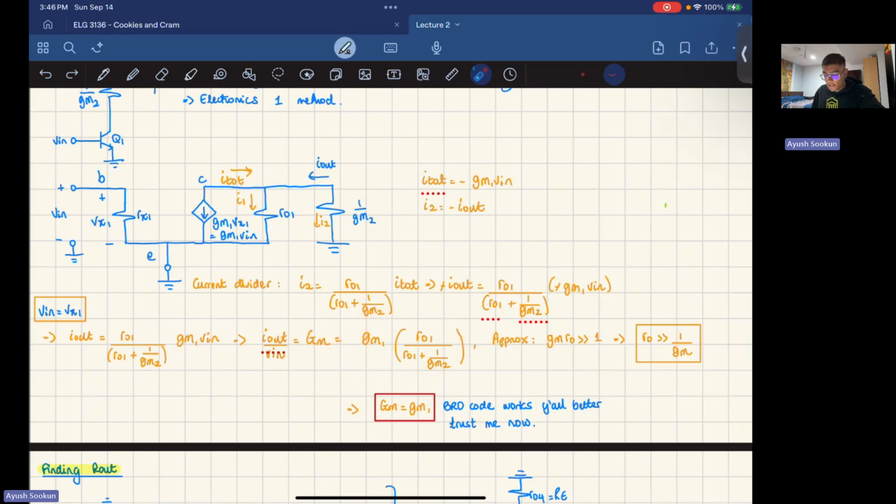All right. Now you might say, hey Ayush, you said that GM is going to be equal to GM1, but it's clearly not the case here. Hold on a minute. Approximations. All right. That's why I love approximations. GM RO is much greater than 1. You can use this approximation whenever you like in this course. So if I divide both sides by GM, I get that RO is much bigger than 1 over GM. So if you look at this equation, this RO is going to be much bigger than 1 over GM. So this you can ignore. And RO1 over RO1 is 1, and that leaves me with GM1. GM equals GM1. The bro code works, and you all better have to trust me now, okay?